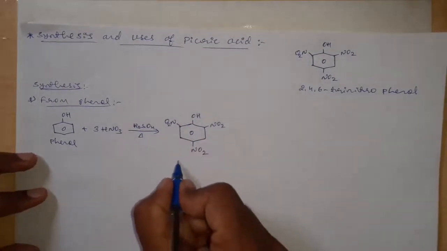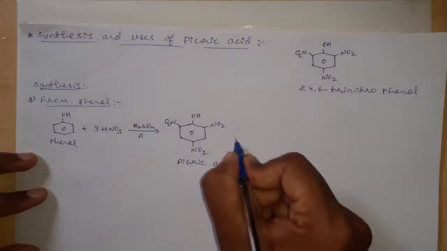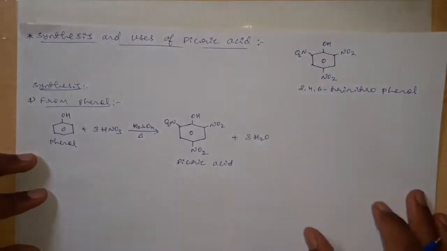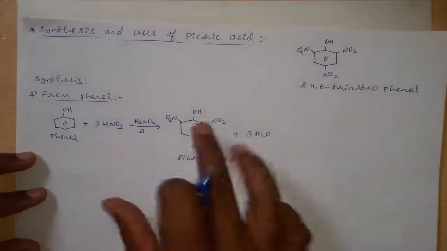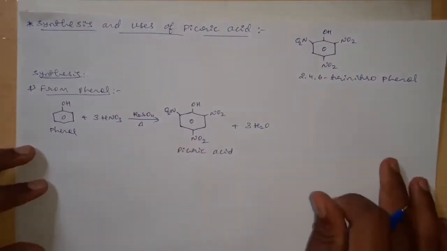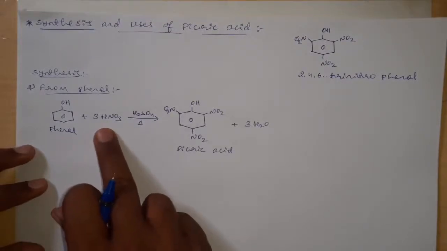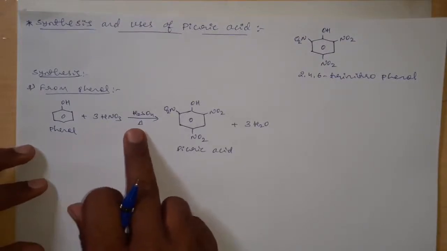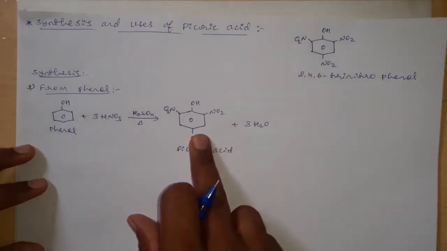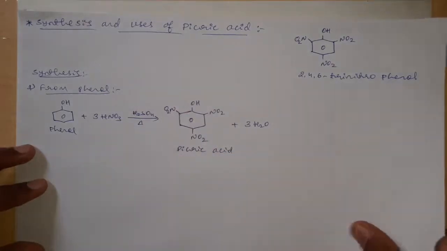This is nothing but picric acid, and here dehydration takes place, that is, the loss of 3 molecules of water during this reaction. This is one method of synthesis of picric acid. When the phenol is treated with a mixture of concentrated nitric acid and sulfuric acid, the nitration takes place at ortho and para positions of the benzene ring, which results in the formation of picric acid.